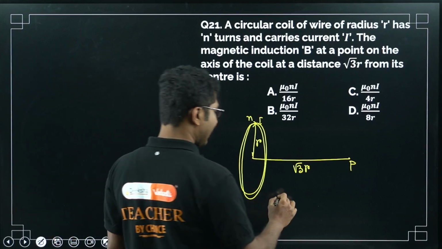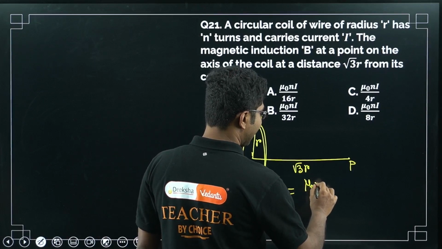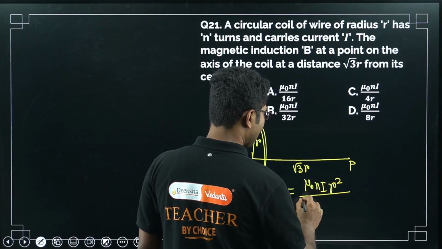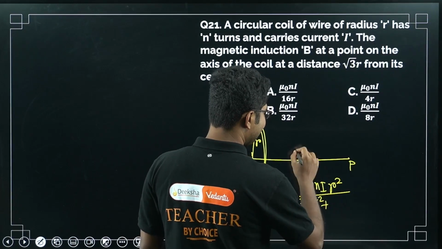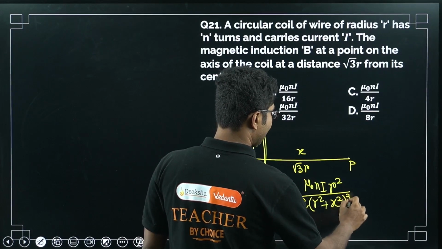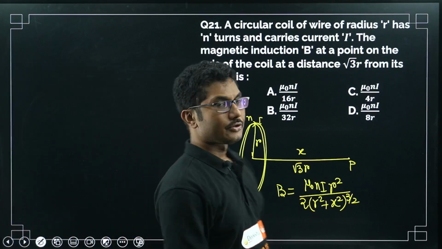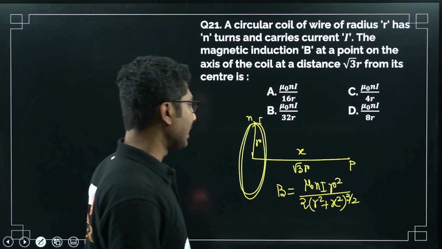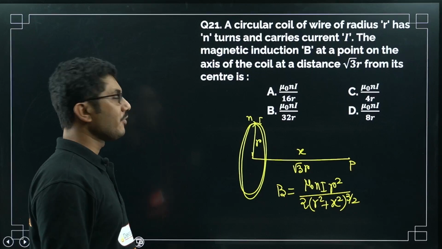We know that magnetic field for this case is given by mu naught Ni r square divided by 2 times (r square plus x square) to the power 3 by 2, where x is this distance. This formula is already there in your book, and this derivation is also there, so you have to remember this formula. The derivation is a little difficult, you can try it, but the formula is very important. You have to remember it.